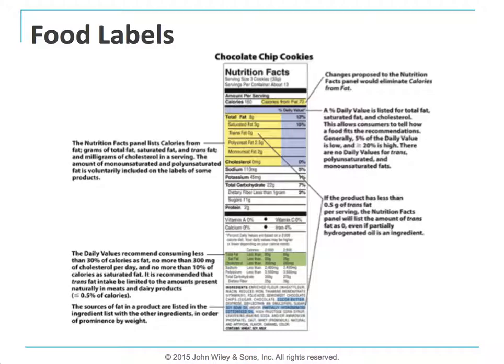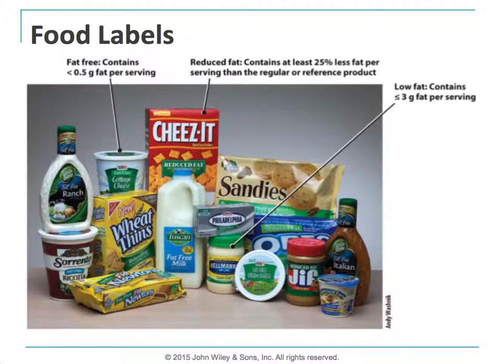Food labels. Again, just a reminder of where to find fats on your food labels. This is the same chocolate chip cookie example from earlier in this presentation. Food labels, I promise we're almost done. There's just this slide and one more. You guys are troopers. Food labels: different messaging that you might see on food labels and what it actually means.